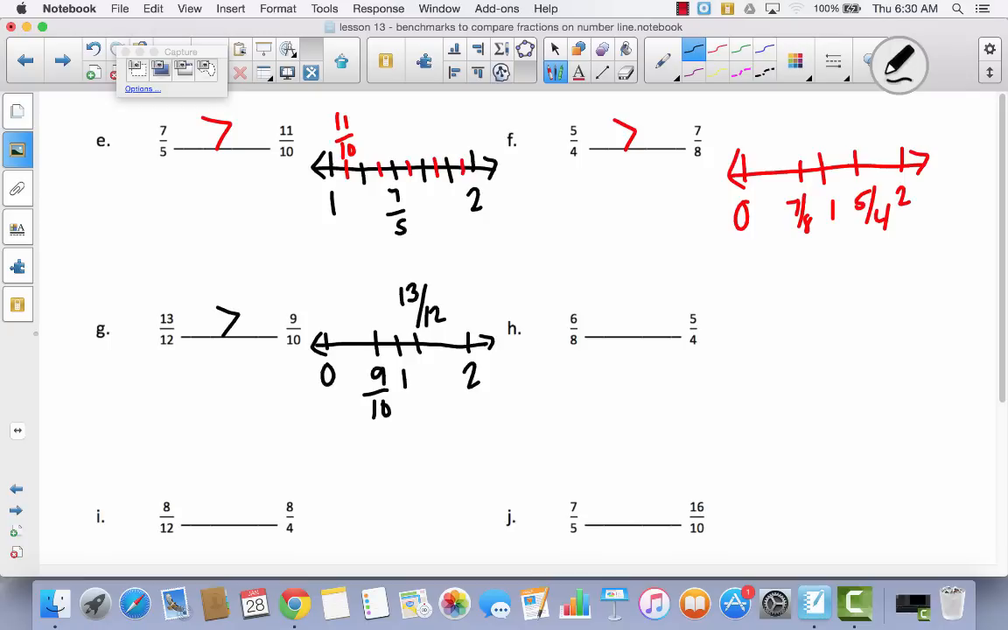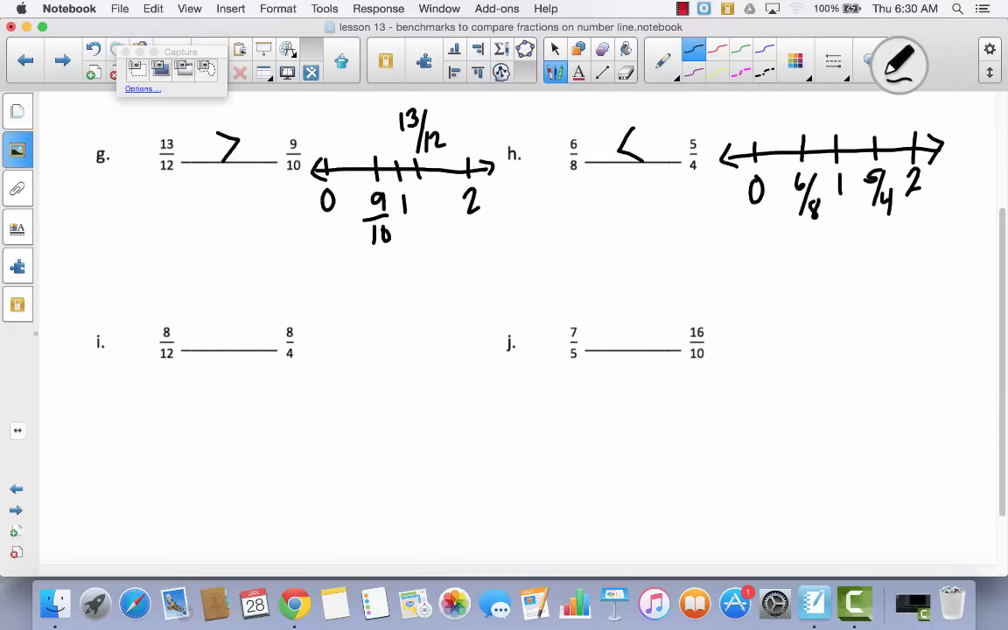Okay, let's look at H. 8/8 makes a whole, so 6/8 is less than 1. 5/4 is greater than 1 because 4/4 makes a whole. So the last three have been very similar. So I'm going to do 0, 1, and 2. 6/8 is less than 1. 5/4 is greater than 1. So 6/8 is less than 5/4. I don't expect them to all be that easy, but it's nice that those were.